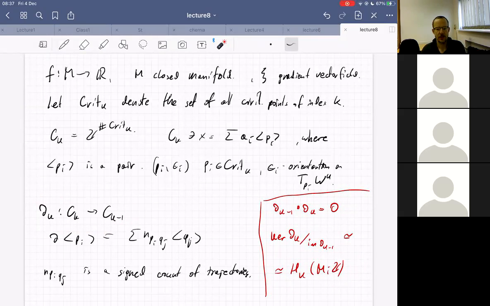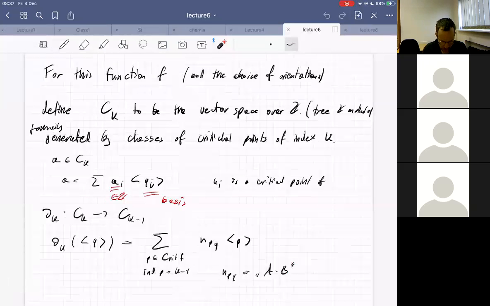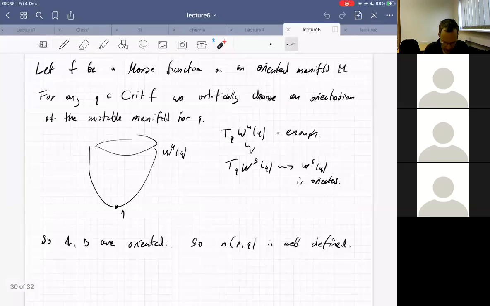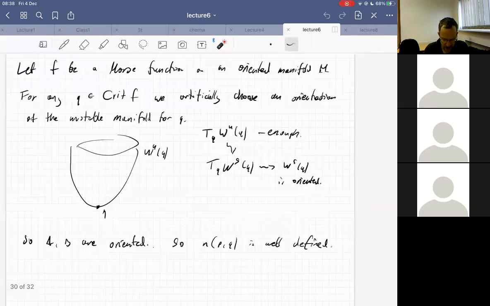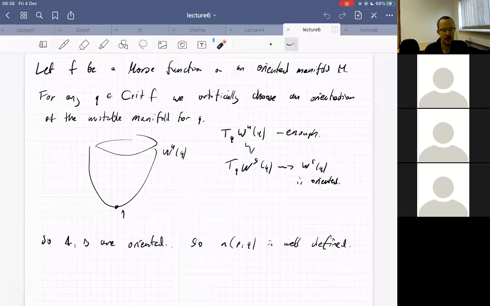I'd like to ask about the definition. What do we mean by the signed count of trajectories? Okay, so we have a Morse-Smale vector field. This is from the last lecture. We have two critical points whose indices differ by one. So we look at the intersection.